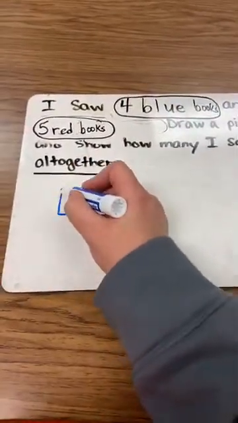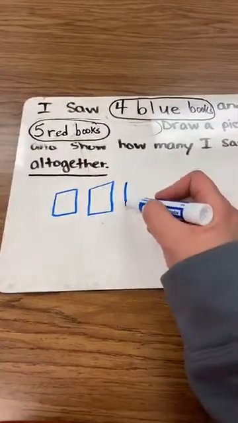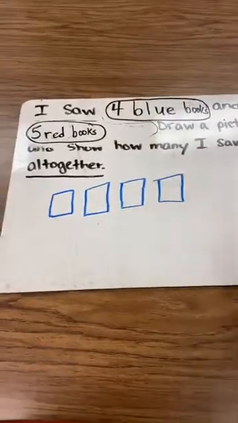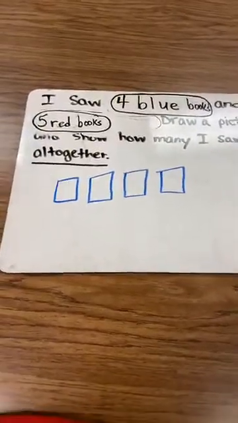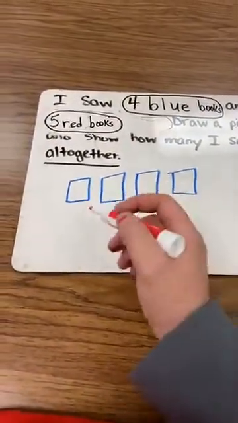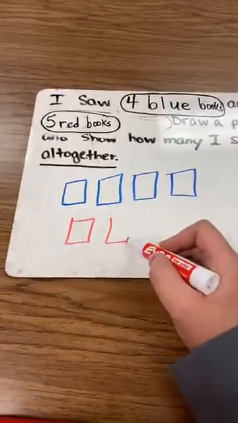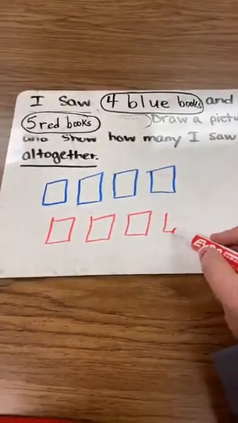Okay, 1, 2, 3, 4. There's my 4 blue books. Now, how many red books did I see? You're right, I saw 5, so I'm going to draw 5. 1, 2, 3, 4, and 5. Okay, so now I have to solve my problem.